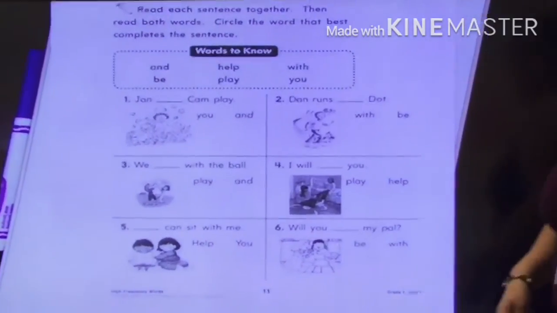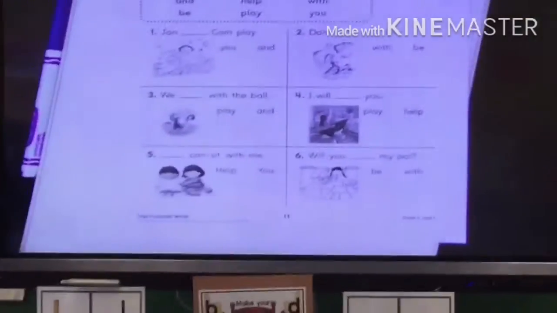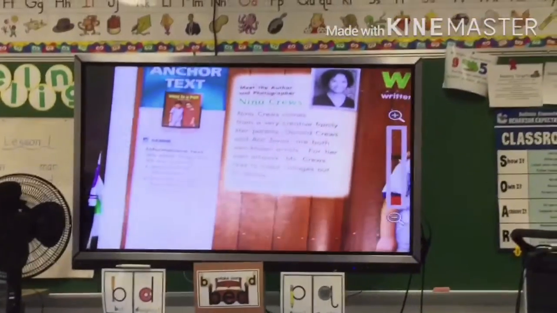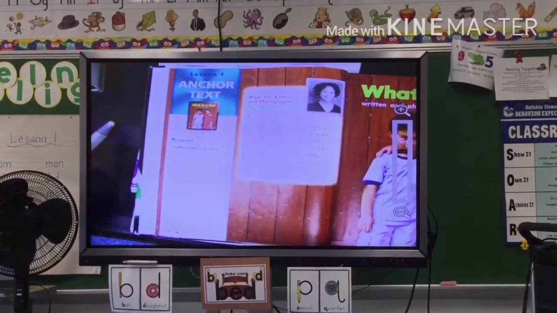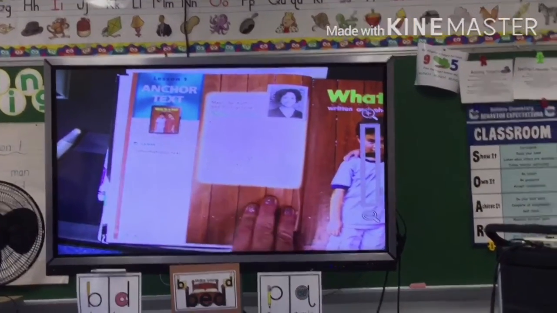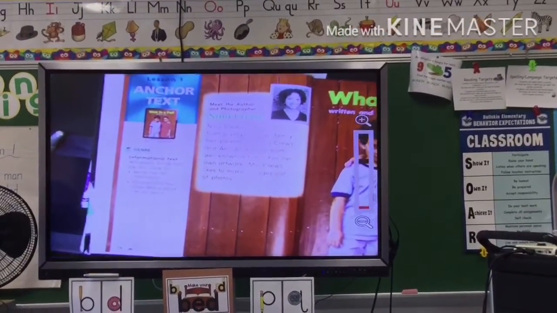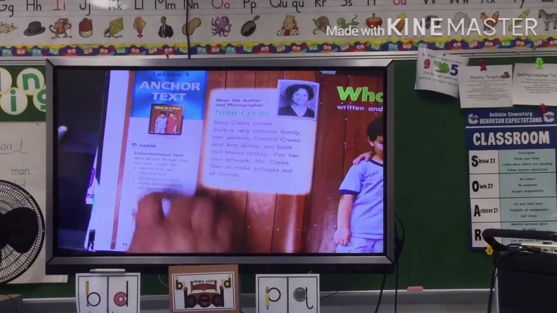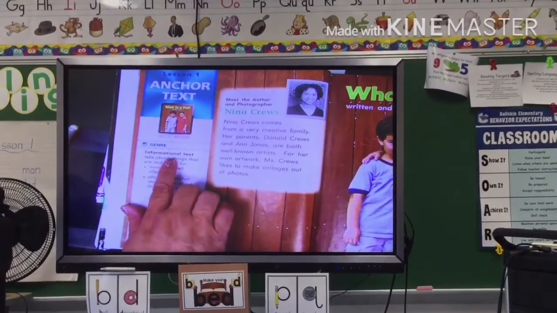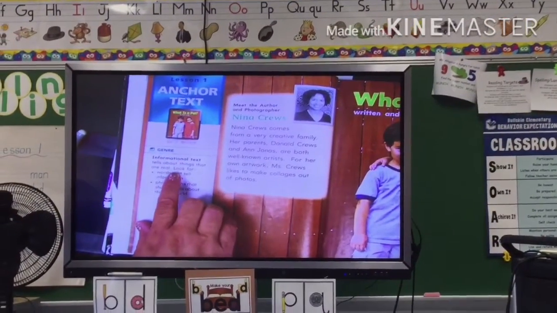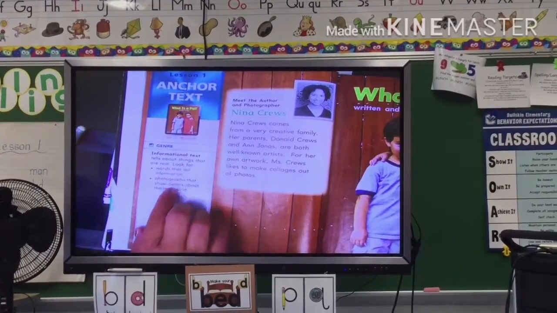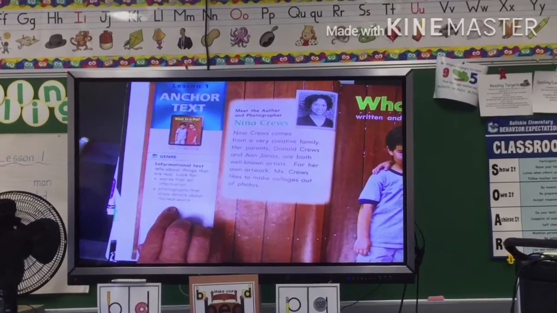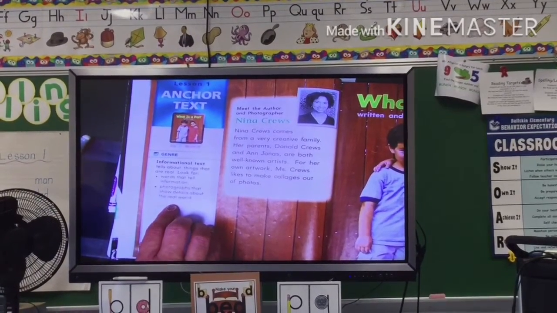Now, I want you to get your reading books out, open them up to page 14. This story is an informational text. That's the genre. What genre is it? Informational text. That means it tells us about things that are real. We're looking for words that tell information and photographs that show details about the real world.